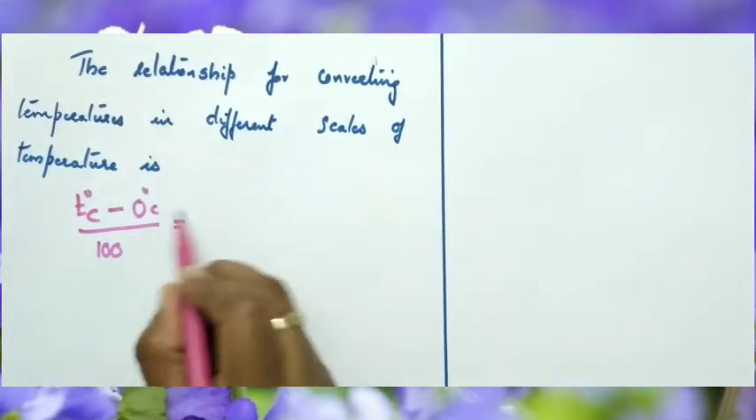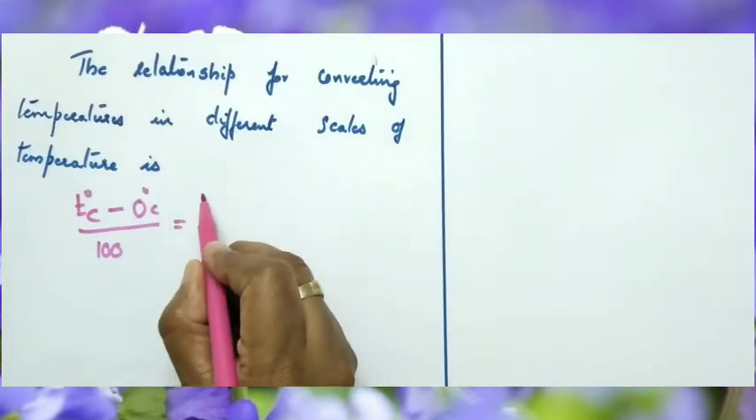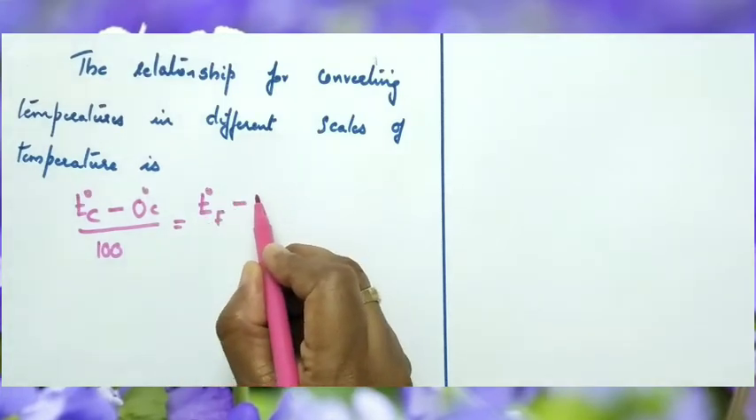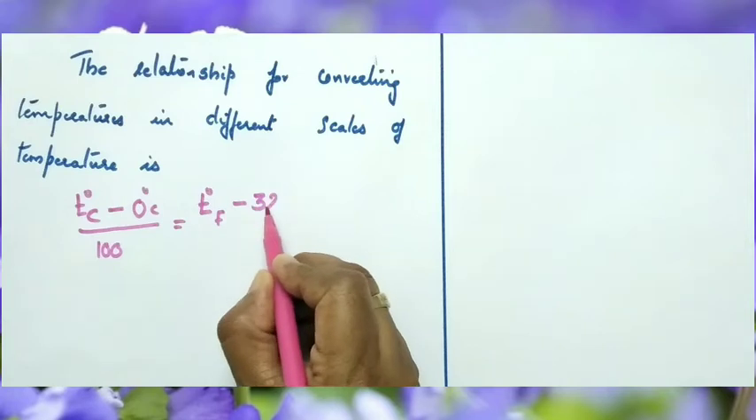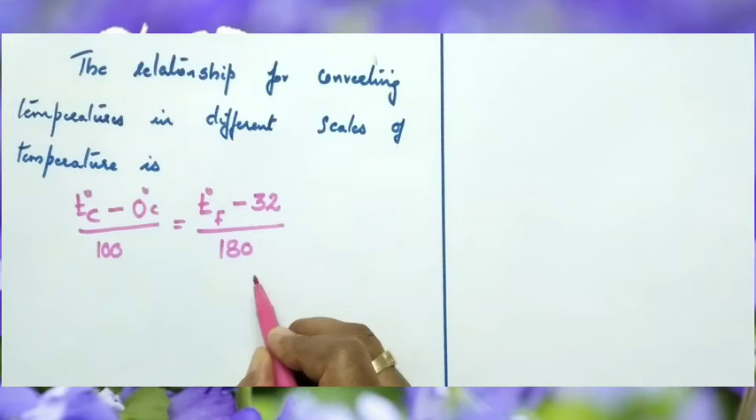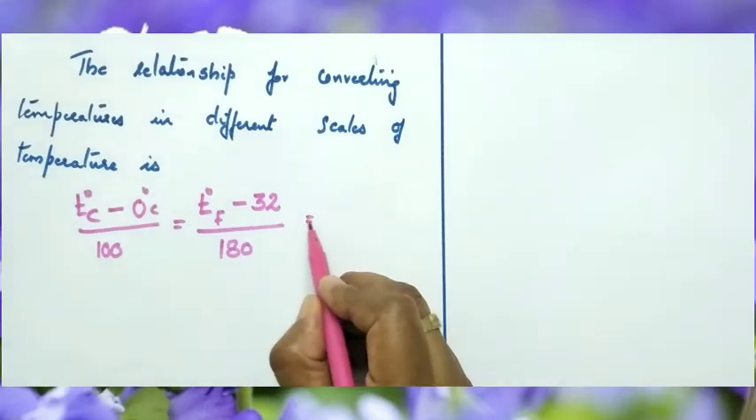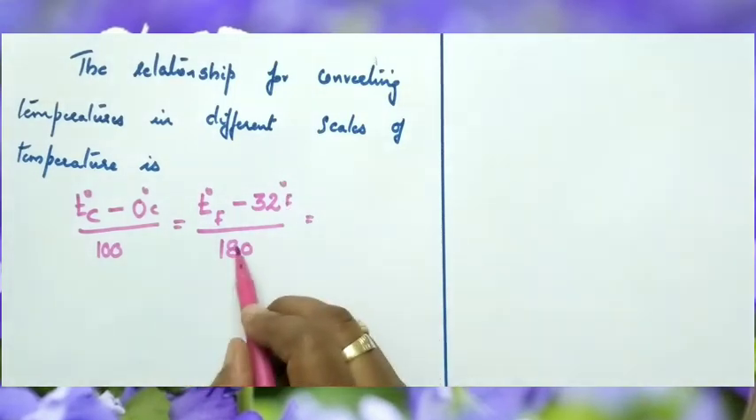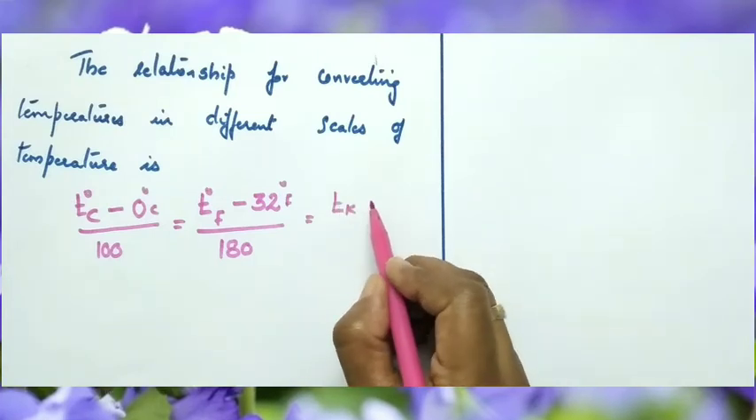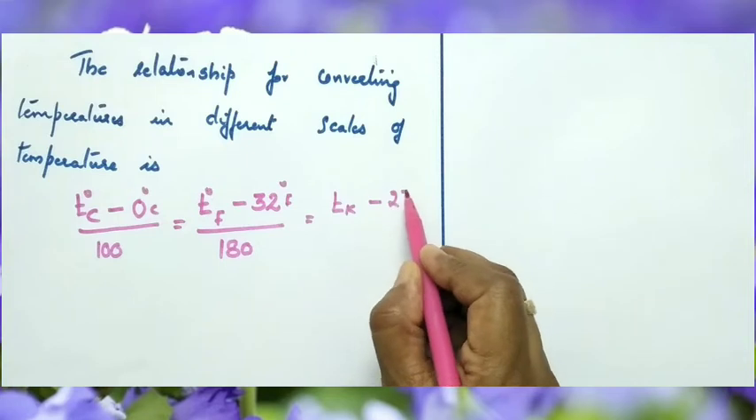Equals, in Fahrenheit, let the temperature be T degree Fahrenheit, minus its ice point, which is 32, divided by the number of divisions, 180 divisions. Equals the temperature in the Kelvin scale, let it be T K, minus its ice point, that is 273.